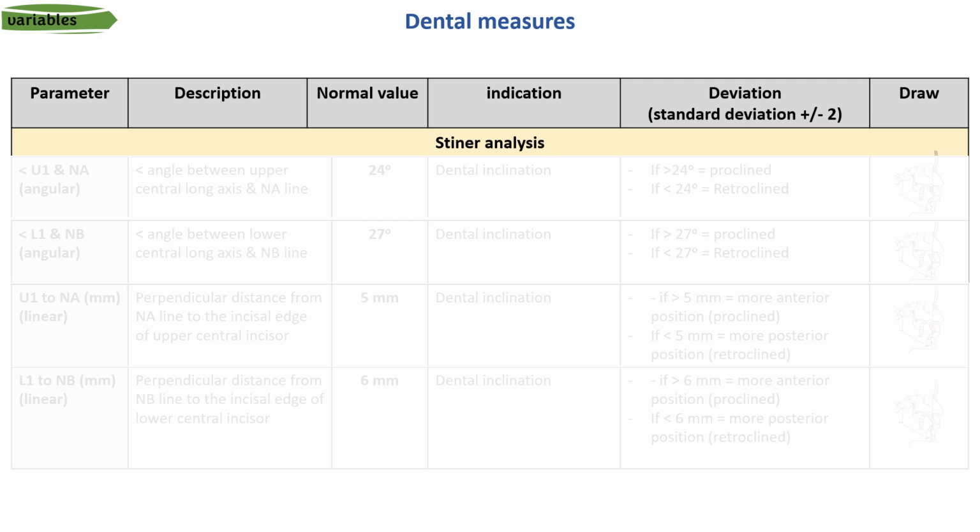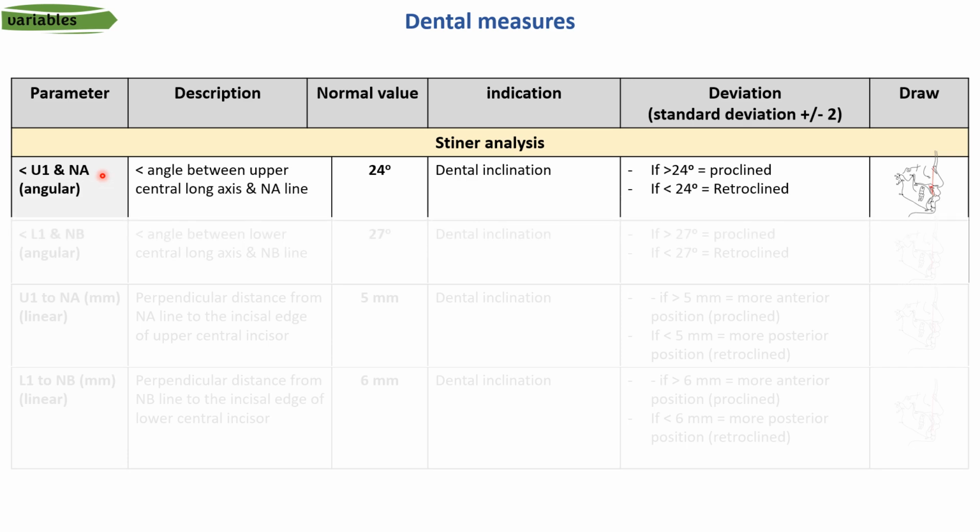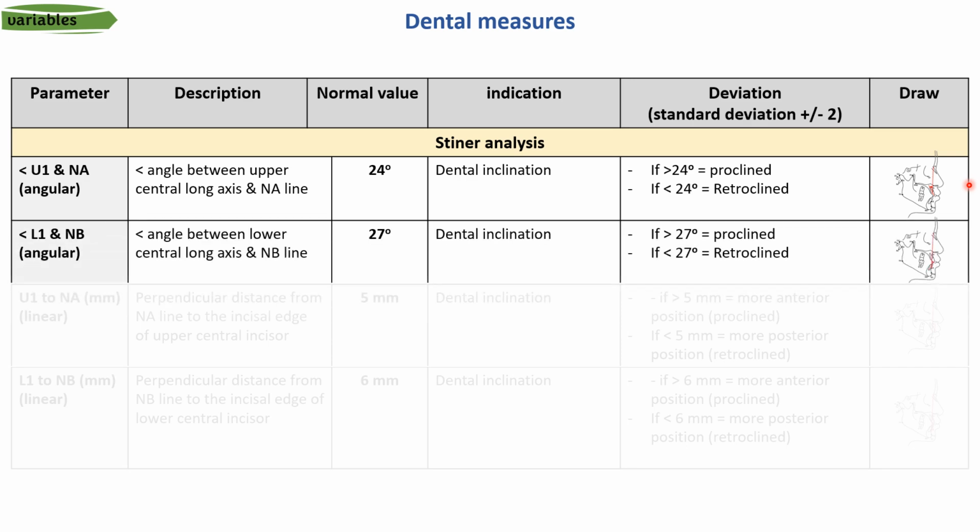Dental Steiner analysis. The angle between the upper central long axis and the NA line, mean value is 24 degrees. If it increases, proclination. If it decreases, retroclination. Same for the lower central incisor. The angle between its long axis and the line extending from the N point to the B point, mean value is 27. If it increases, it indicates proclination, and if it decreases, it indicates retroclination.